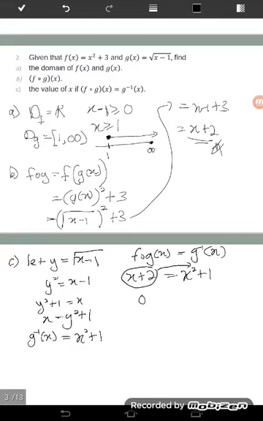Okay, so here becomes 0. It is equal to x squared plus 1 minus x minus 2. Okay, so next calculate this, simplify. So x squared minus x plus 1 minus 2, which is equal to negative 1. So it is equal to 0.